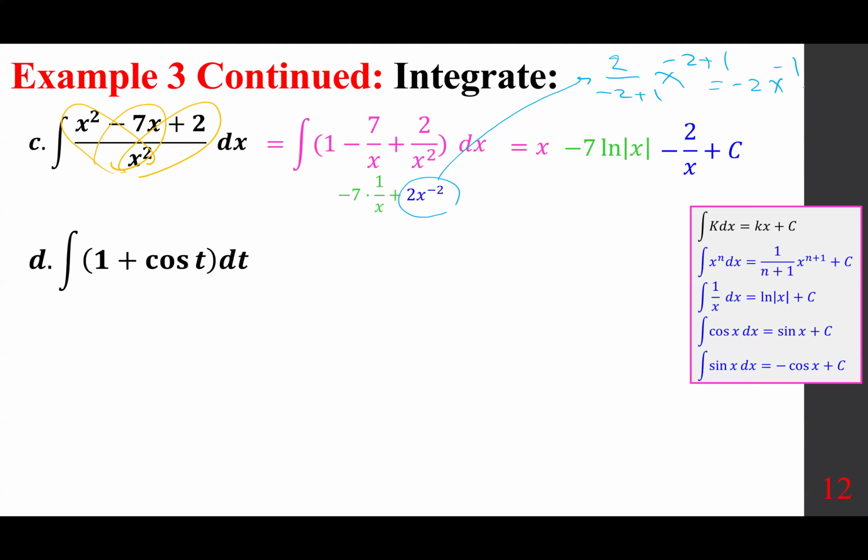First and foremost, pay attention to the fact that you're dealing with dt, and therefore your independent variable is t. And so when you integrate 1, you get t. Cosine, the derivative is negative sine, but the integral is positive sine. So according to this, plus sine t and a constant. So very straightforward, everybody.